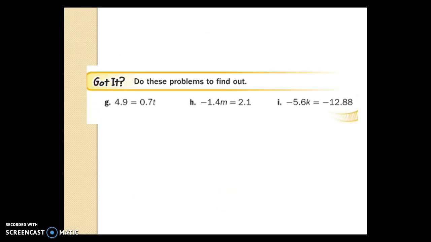So give these a shot. And again here, we're going to divide both sides by 0.7, and that's going to give us 7. We're going to divide both sides of this equation by negative 1.4, and we're going to get negative 1.5 for an answer. And then same thing here, divide both sides by negative 5.6, and we'll get 2.3.